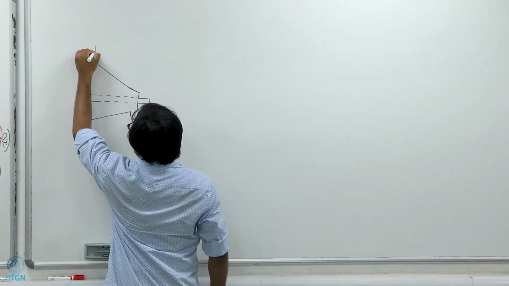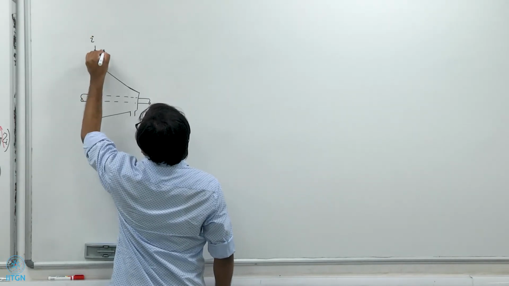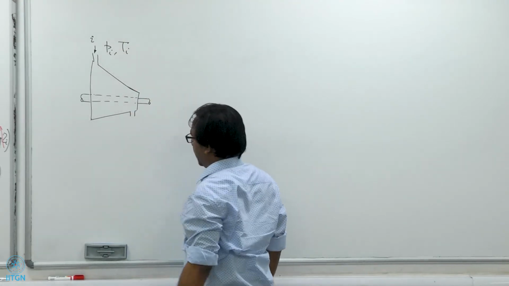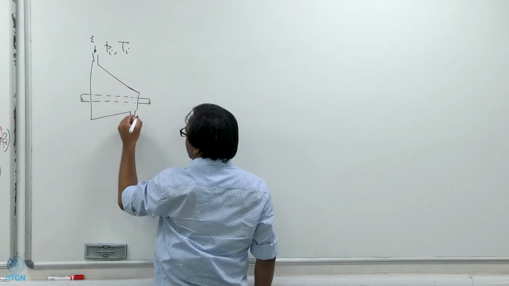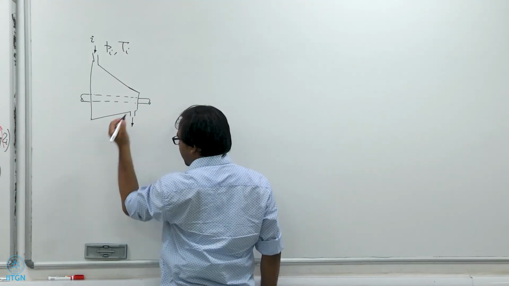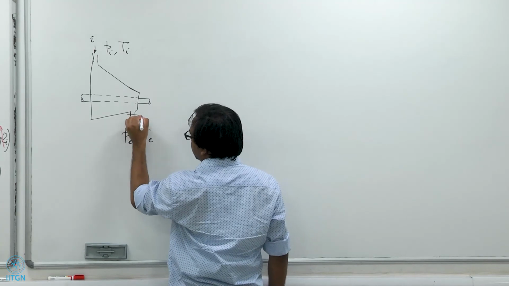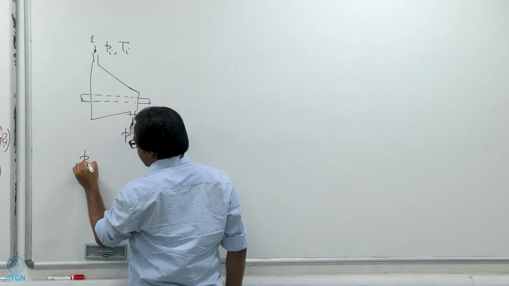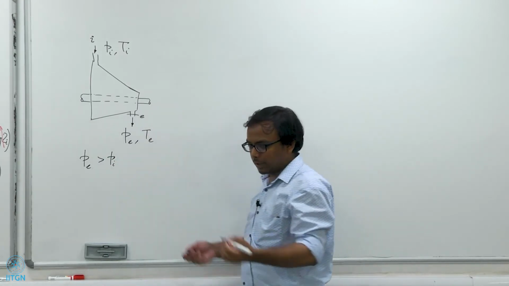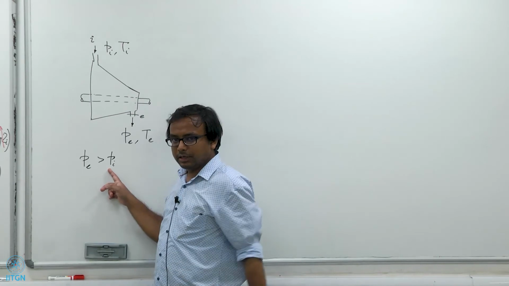So, you have the inlet, which is typically at a low pressure and a low temperature, and as this fluid passes through the compressor, it gets compressed. That means the pressure increases and the temperature also increases in the process. So, typically, not typically, always you have P_e greater than P_i, the exit pressure much larger than the inlet pressure.